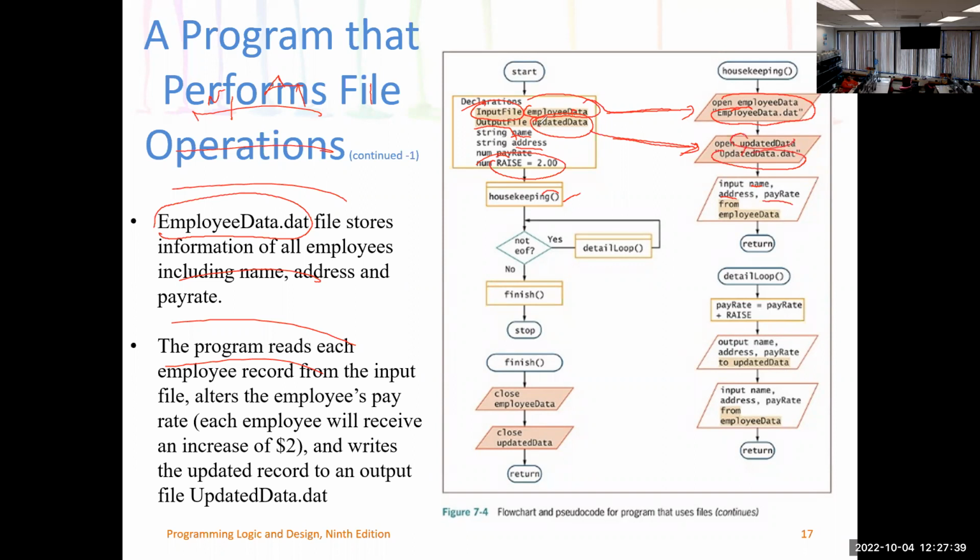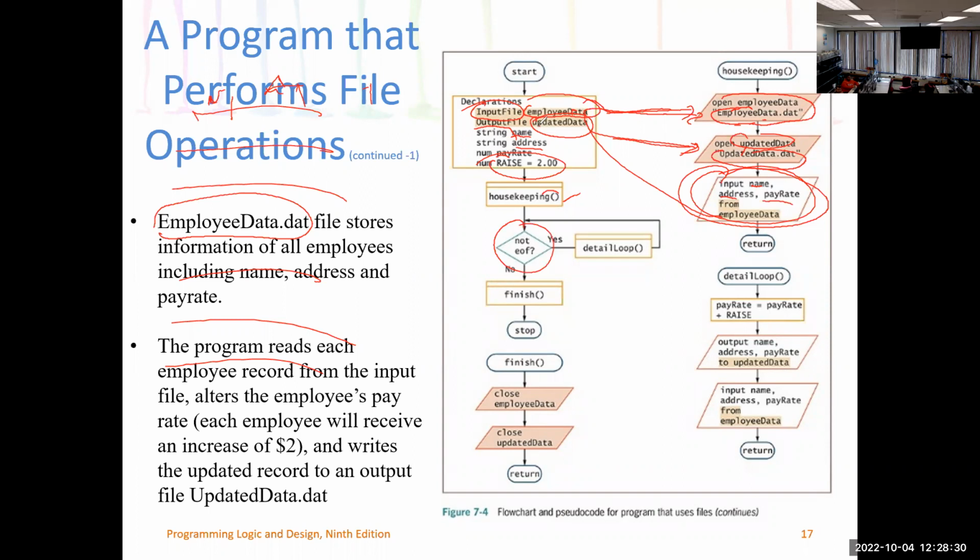Now, in order to do the loop, you need to get the control variable, right? You need the control variable before the loop, outside the loop, and that's the process. Input name, address, and pay rate from employee data. What employee data? Employee data linked to the existing file here. That means the action here is to read all information from the first employee. It reads by record, right? So this step only reads every piece of information from the first record of the file.